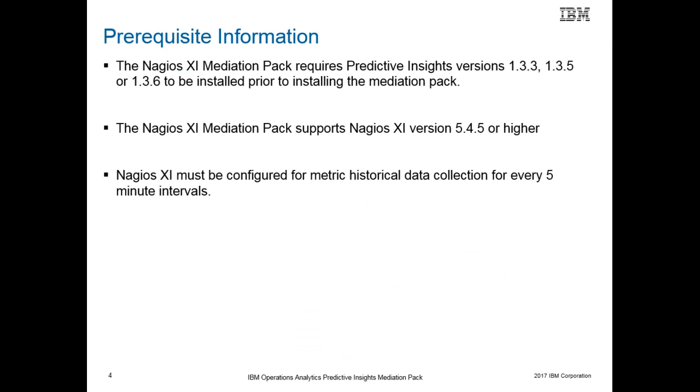The following is a list of prerequisites that are needed for the Nagios XI Mediation Pack. Predictive Insights versions 1.3.3, 1.3.5, or 1.3.6 must be installed prior to installing the Mediation Pack. The Nagios XI software must be configured for historical collection on the metrics for every 5-minute intervals. The Mediation Pack supports Nagios XI version 5.4.5 or higher.